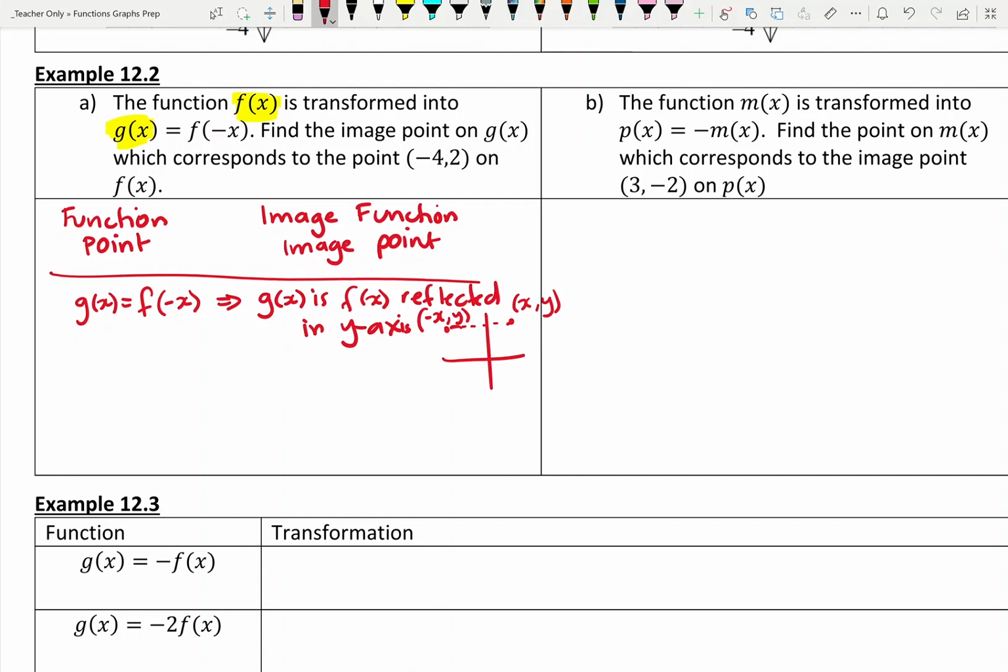So now that we know that, the point -4, 2 is going to be here. It is reflected in the y-axis, so its coordinates are going to be +4, 2. So our image point is 4, 2.